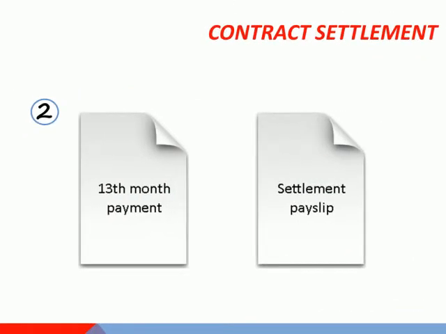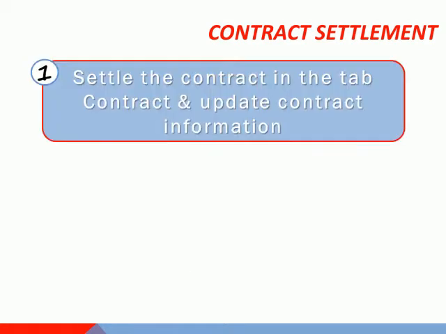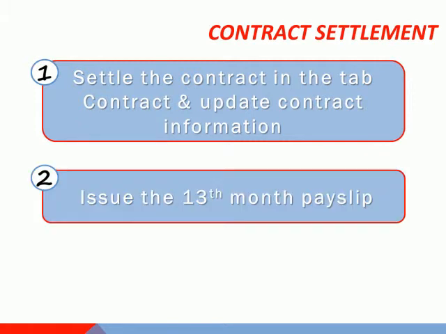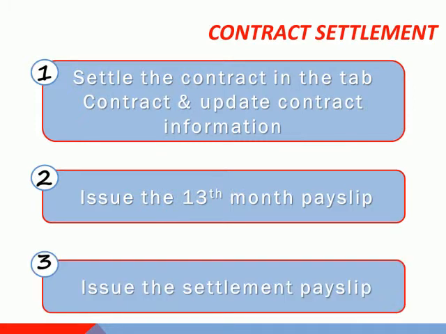When we need two separate documents, one for the 13 months payment and another one for the settlement payslip, we will proceed in the following way. First, we will settle the contract in the tab Contract and we will update the contract information. Then we will issue the 13 months payslip, and after we will issue the settlement payslip.